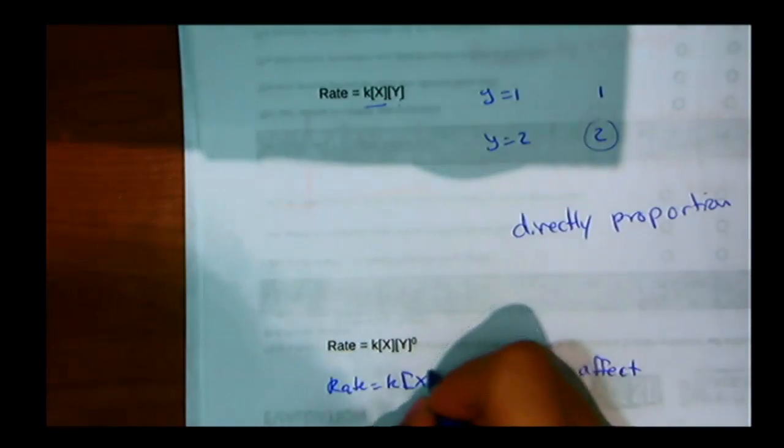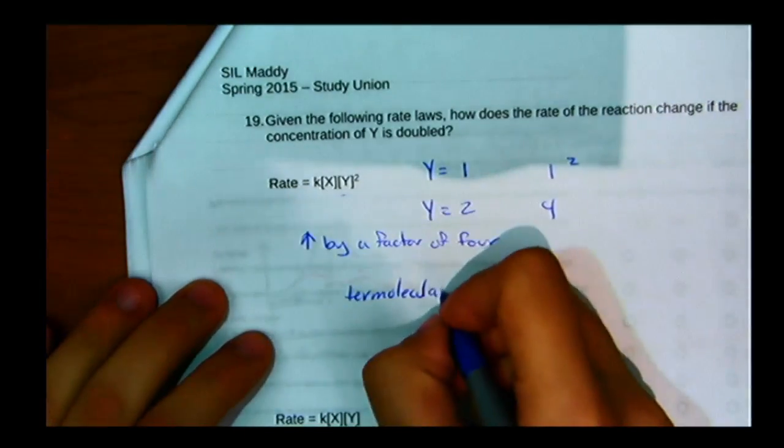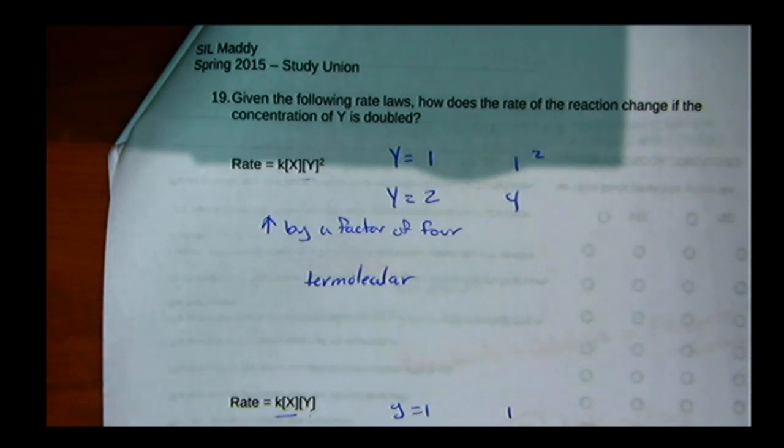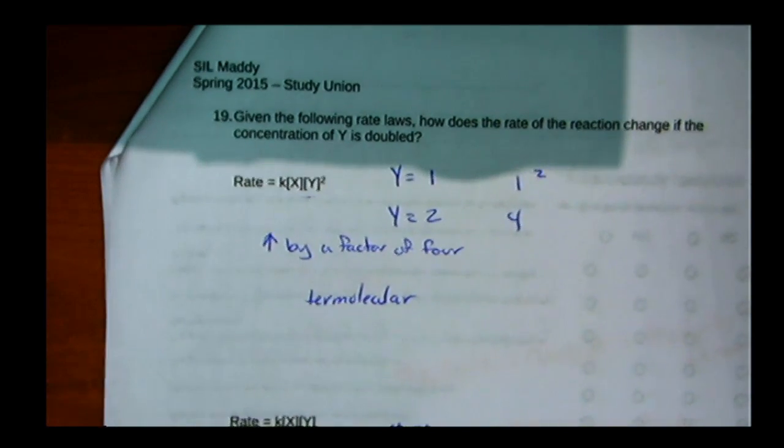Just know what those definitions mean: termolecular, bimolecular, and unimolecular. Unimolecular, U-N-I, like unicorn, but molecular instead. Just know how to recognize those.